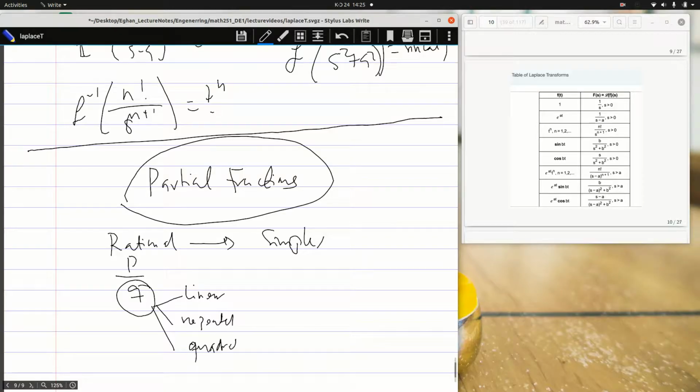So if it's linear, you know you have it as A over whatever term you have. If it's repeated, I have A over the first term plus B over the term to the power 2 plus C over the term to the power 3 through to Z over the term to the power n. If it's quadratic, I have it as Ax plus B over the terms I have in Q.